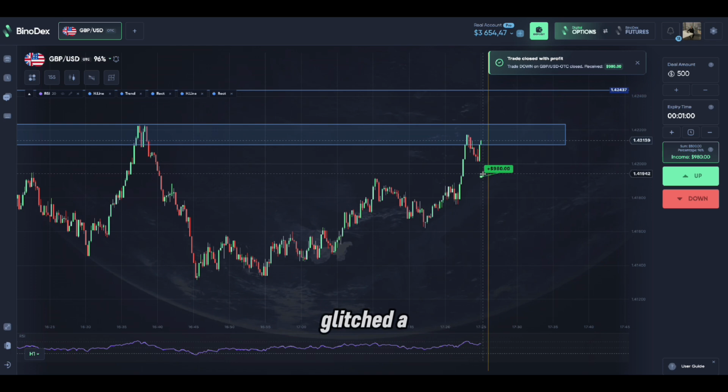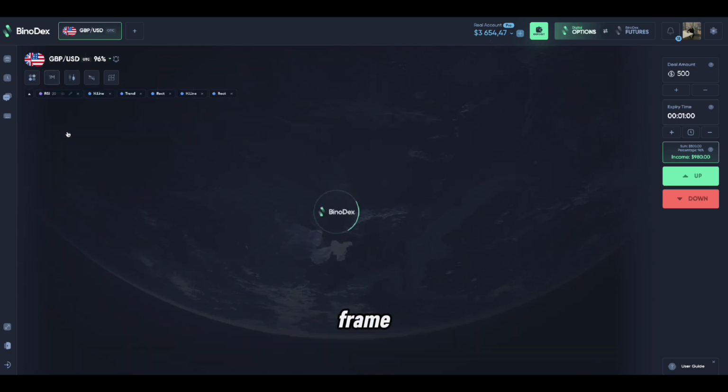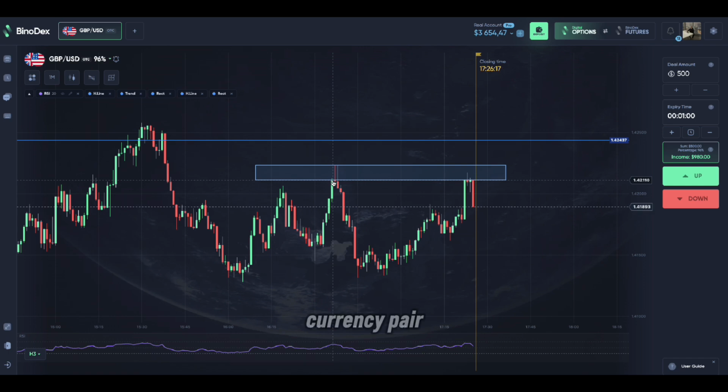So something glitched a little for me, but this trade closed in profit for us. The balance is already $3,654. And now let's go back to the 1-minute time frame and carefully look for the next currency pair, so we can successfully execute what might be our final trade.